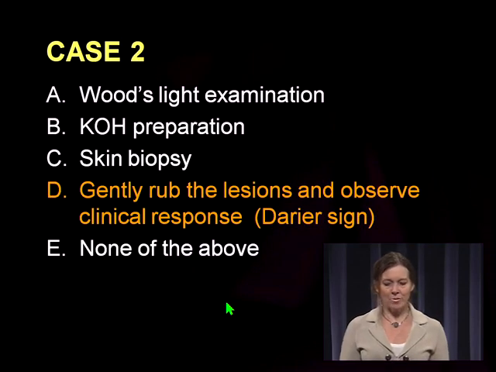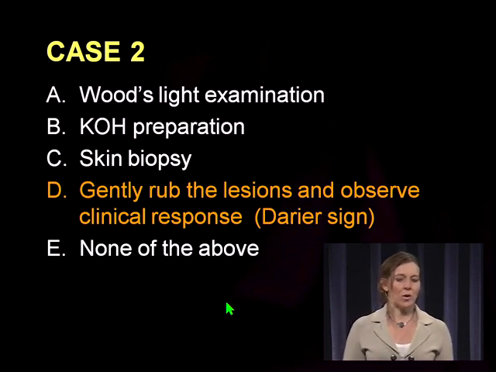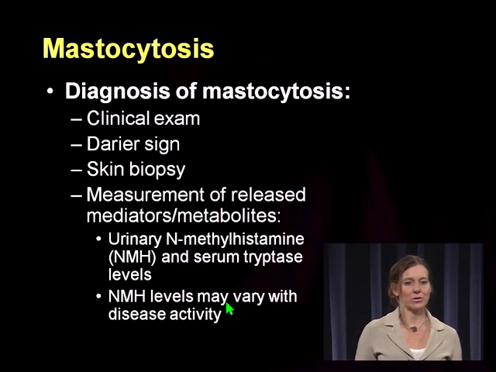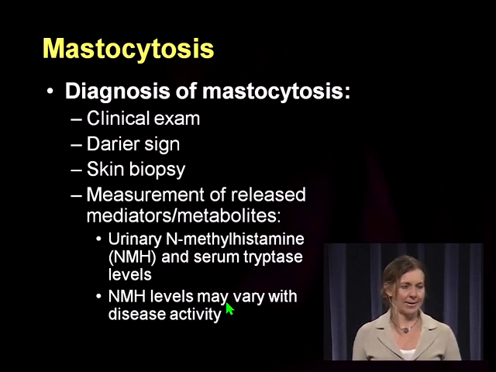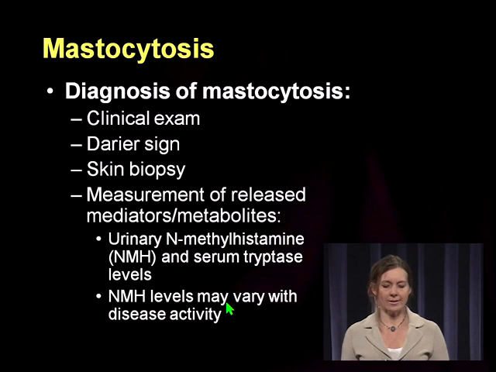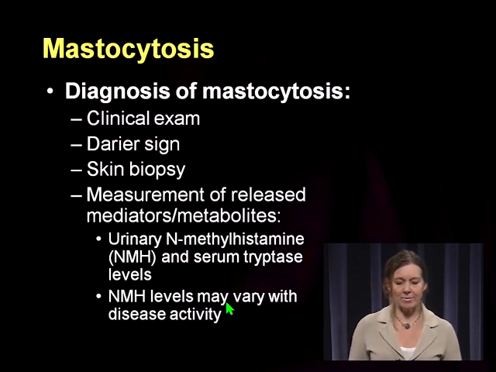So when you rub the lesions and you observe histamine release, which presents as redness and swelling of the skin, that's called a positive Darier sign. And that can be a helpful clinical clue in making a diagnosis of mastocytosis. So we depend upon our clinical exam, Darier sign being positive. And if it's not classic or you have some question, aren't comfortable with your clinical diagnosis, then certainly a skin biopsy can be very helpful. Occasionally, measurement of released mediators and metabolites, such as serum tryptase, can also be helpful, but we don't do those routinely.